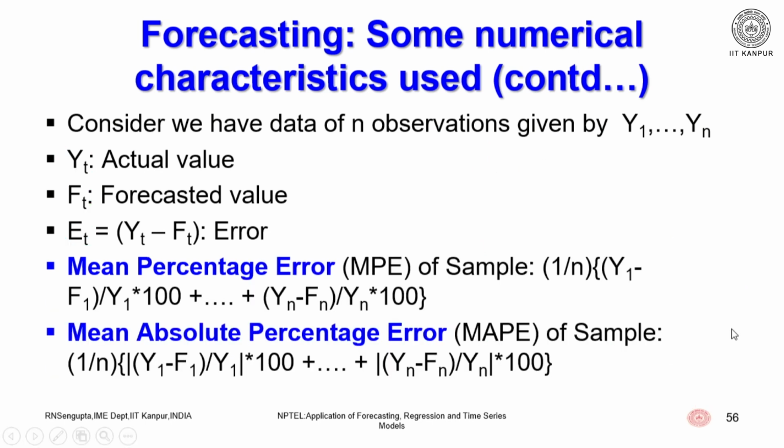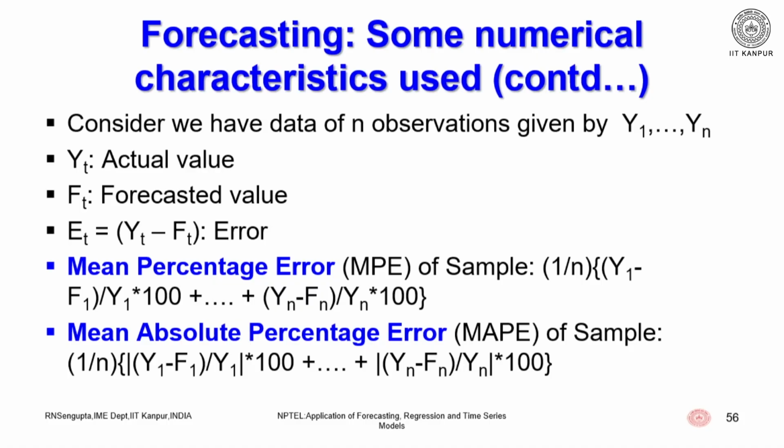Now, consider the concept is further extended. Again, without repeating it, y t is the actual value for time period t, f t is basically the forecasted value at time period t, E t is basically the error at time period t, and error is basically the difference between the actual value and the forecasted value. Now, I have the mean percentage error. Mean percentage error is basically given, if you see the formula, the difference between y and f divided by the actual value y.